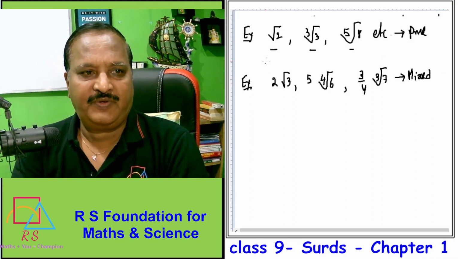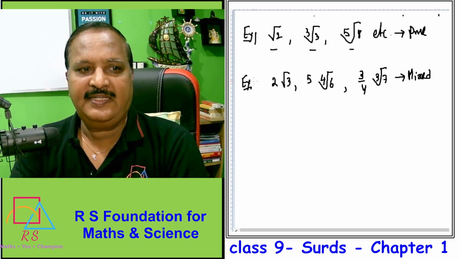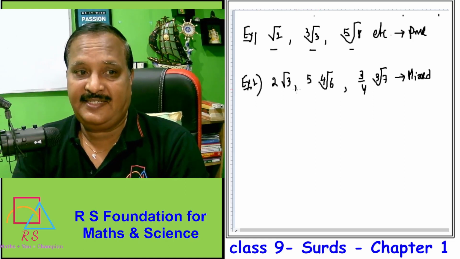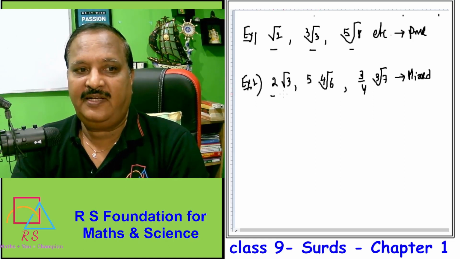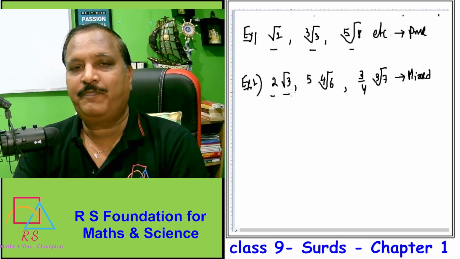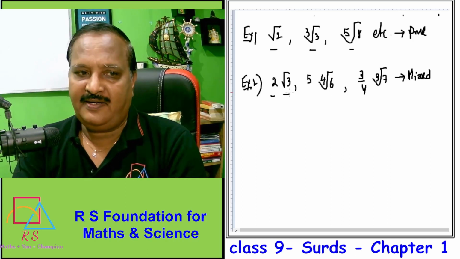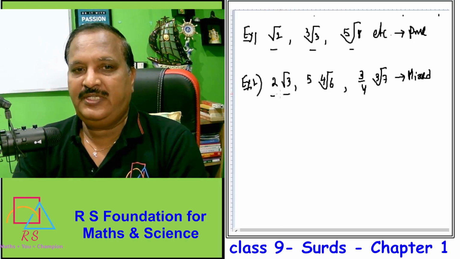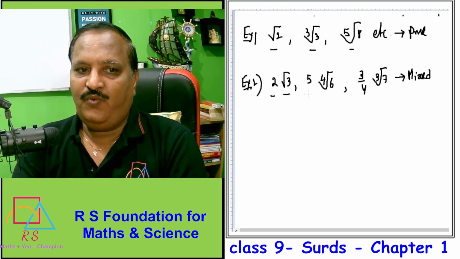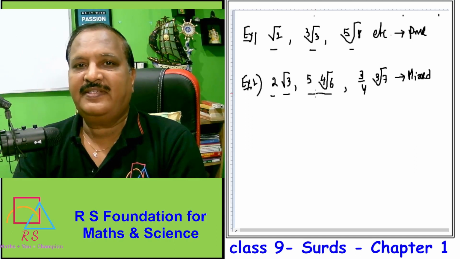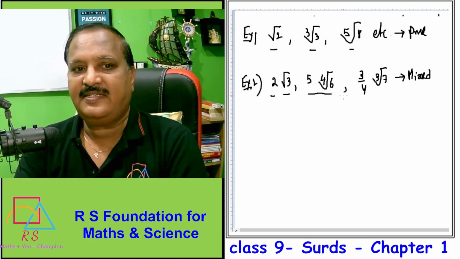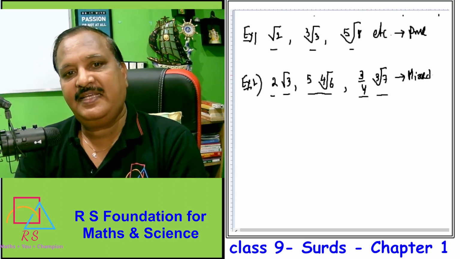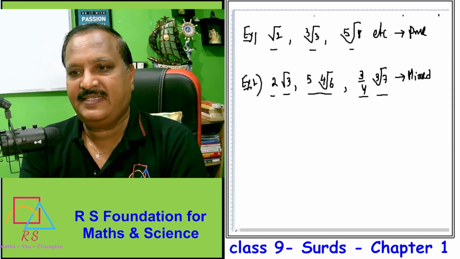These are, first example, pure surds, and second example, mixed surds, because 2 is rational and root 3 is irrational, a product of a rational number and an irrational number. That is why it is called mixed. So 2 root 3: 2 is rational, root 3 is irrational. 5 into fourth root of 6: 5 is a rational number, fourth root of 6 is an irrational number. 3 upon 4 is rational, cube root of 7 is irrational. So that is why these are called mixed surds.